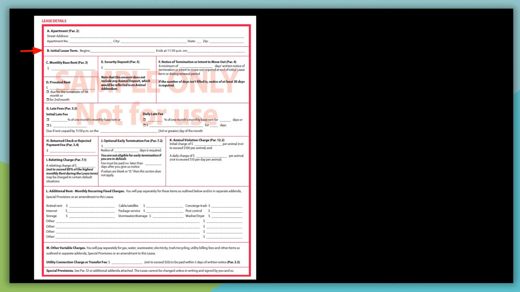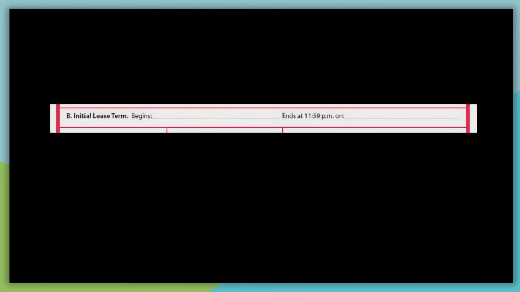Section B contains the initial lease term. This specifies the date your lease begins and the date it ends.